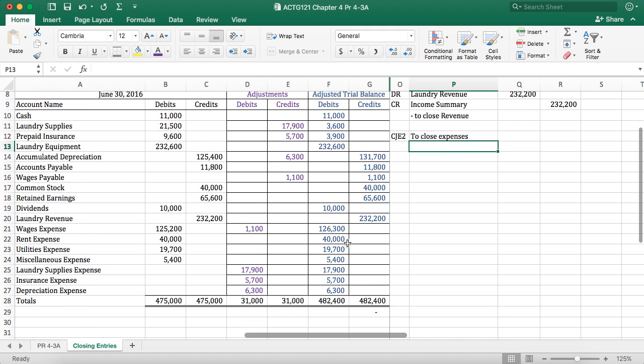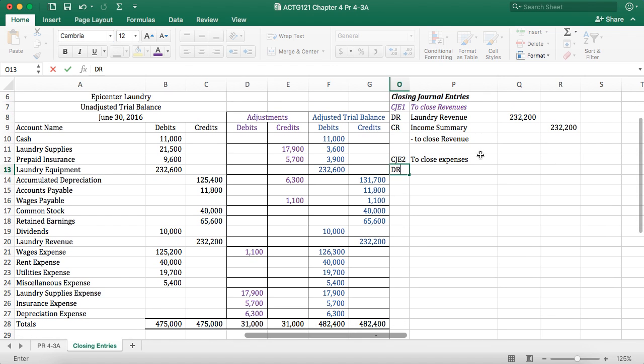So that means we have all these expenses right here. If they have a normal debit balance, to close them, we need to credit these accounts. Did I put a little line under there for you to make it easier? No, I didn't. We'll do it now. So we need to debit income summary. And I just write the account name in there for now.